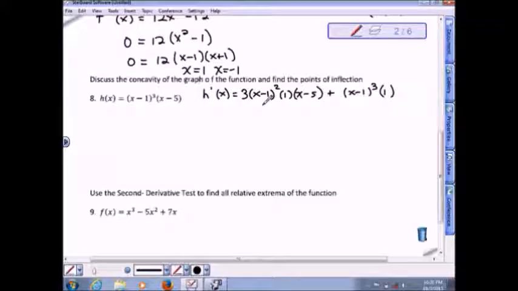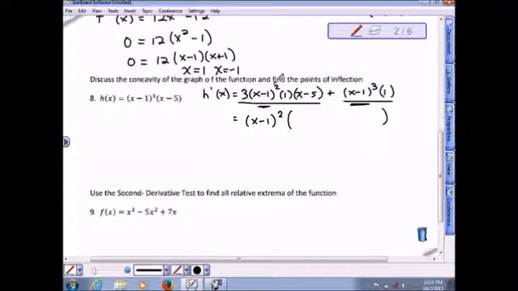Now, there's a lot happening here, but really we need to consider this as a term added to this as a term. And if we consider both terms and what they have in common, they both have an x minus 1. This one has an x minus 1 cubed, this one has an x minus 1 squared, so they both have at least an x minus 1 squared that can be factored out.